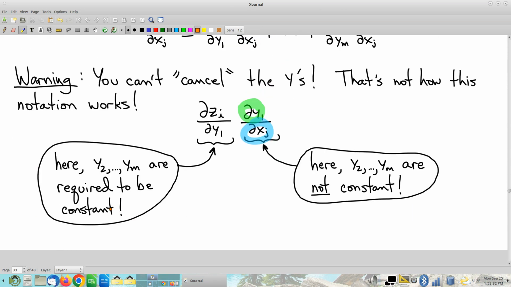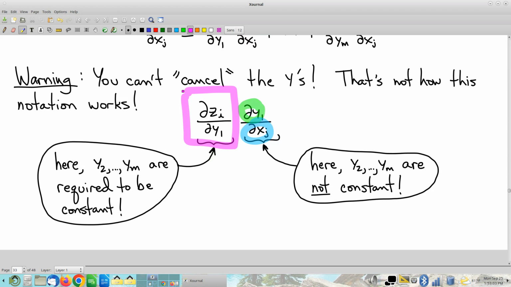What's going on with this other story? Here we're keeping track of how much zi changes when y1 changes. But now again, this is a partial derivative. Stand over here where I can point. This is a partial derivative with respect to y1. In a partial derivative, we have to treat all of the other variables, in this case all of the other y variables, as constants.